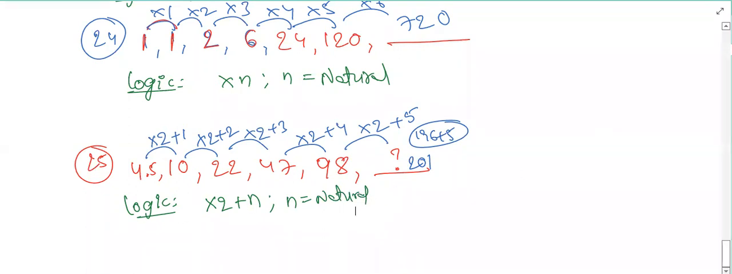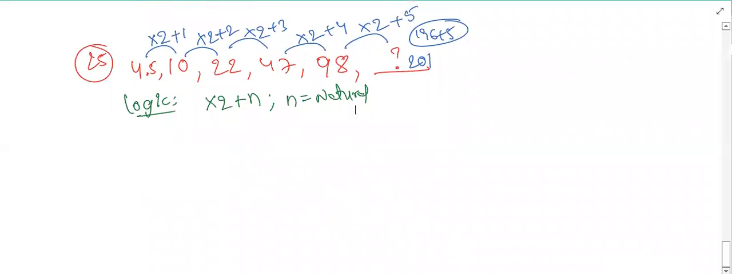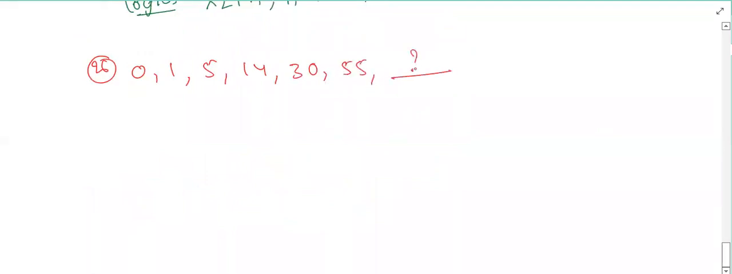Okay, then tell the logic for this question. Next question is 26. I'm framing these questions now only. If there are any mistakes, then let me know. The series is 5, and then 14, and then 30, and then 55, and a dash.